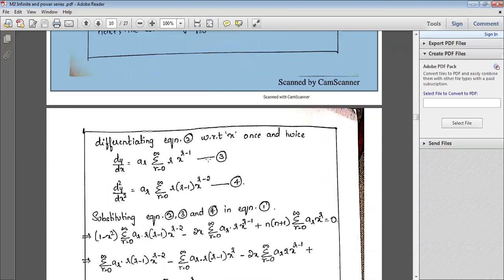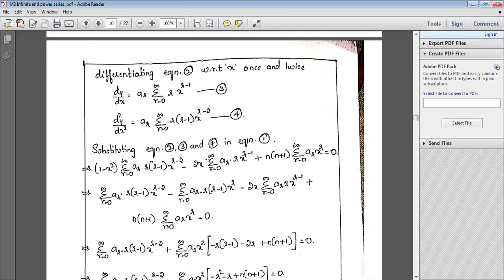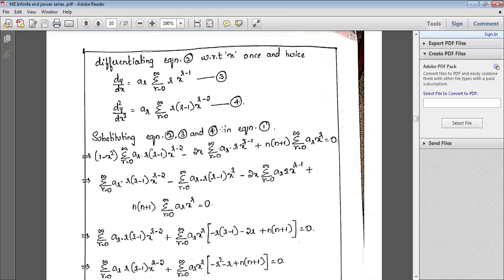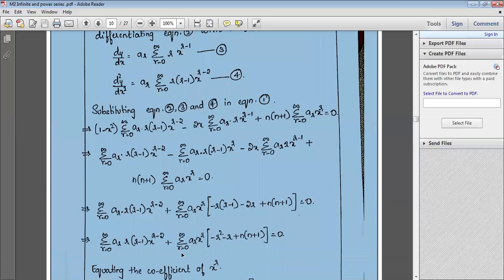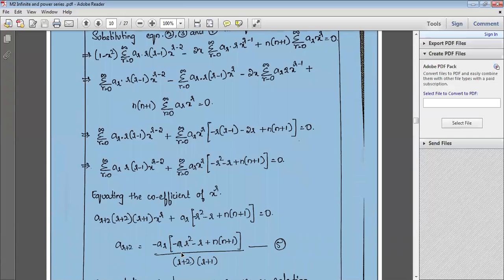After y, you should find dy by dx and d square y by dx square. Substituting all this in equation 1, you will get this equation, with r from 0 to infinity. Substituting all the values, take common what is common: a r, r minus 1. Take common and simplify, and we need to find the value of a r by equating the coefficient of x power r.